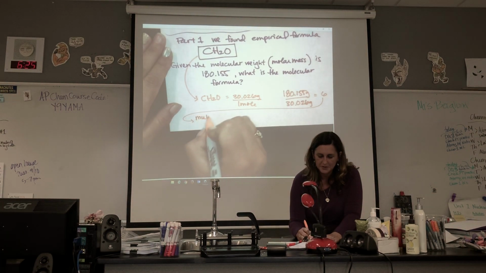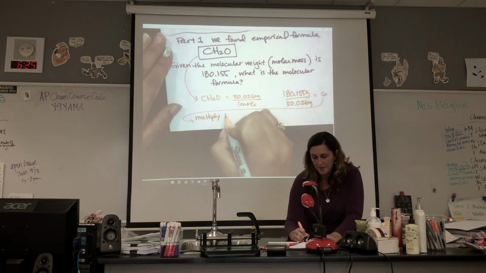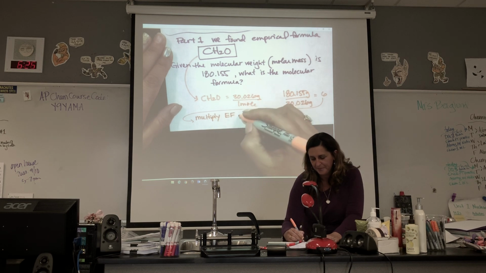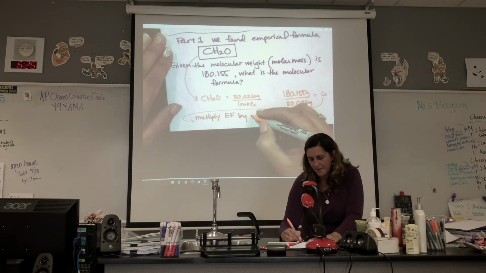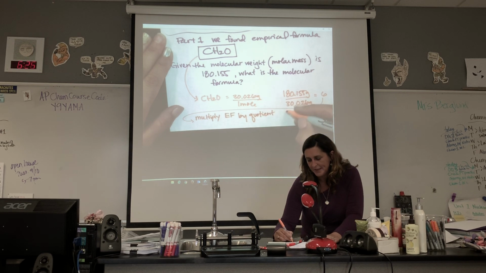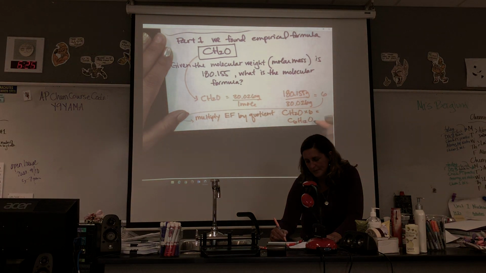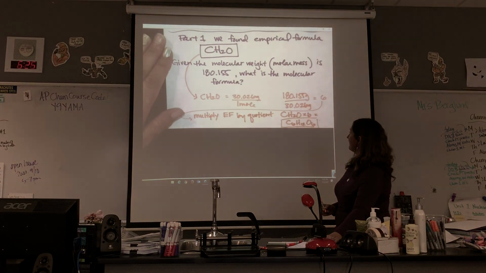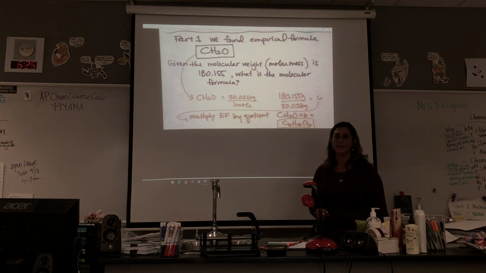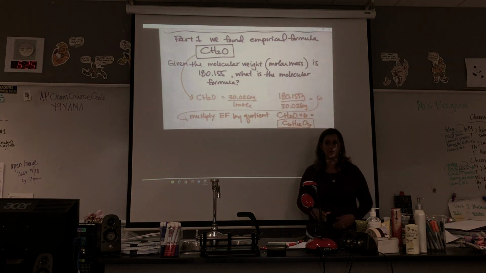And so you multiply the empirical formula by your quotient. If I did CH2O times 6, I would get C6H12O6. So this would be my molecular formula, if I'm given that the molar mass of the molecule is 180.155.